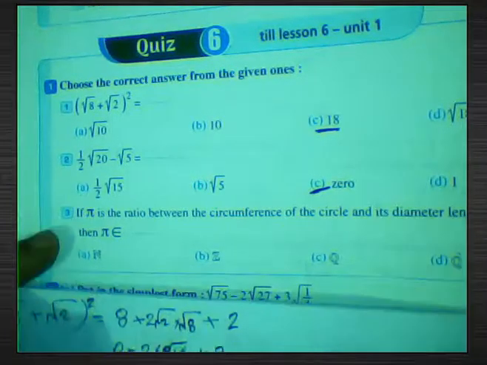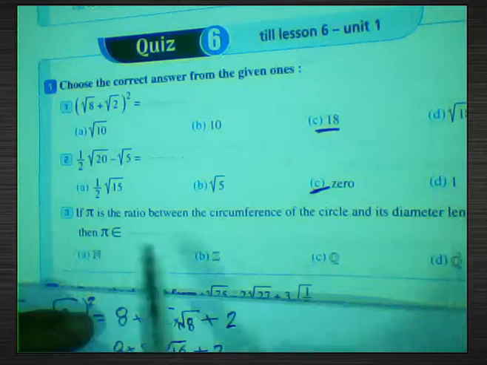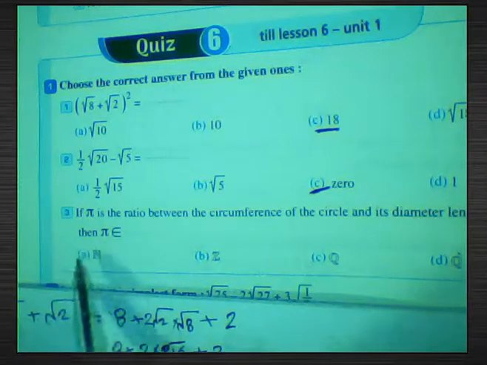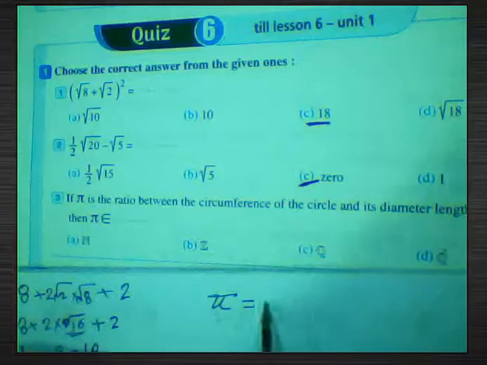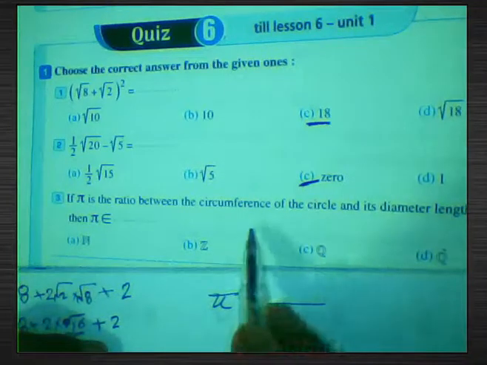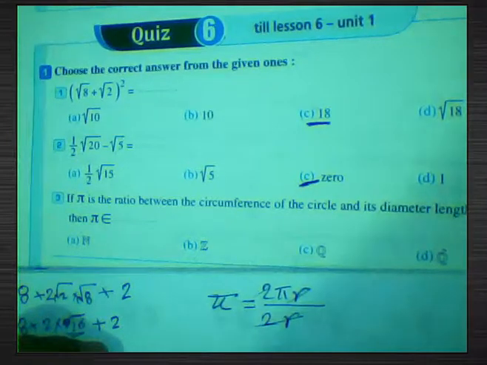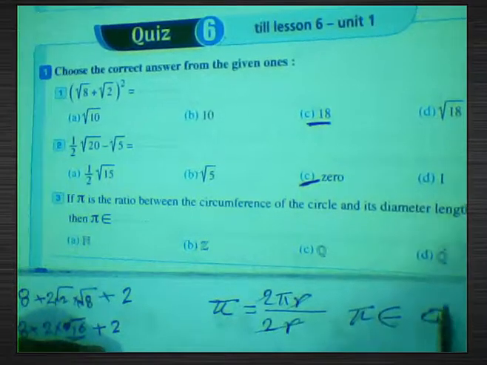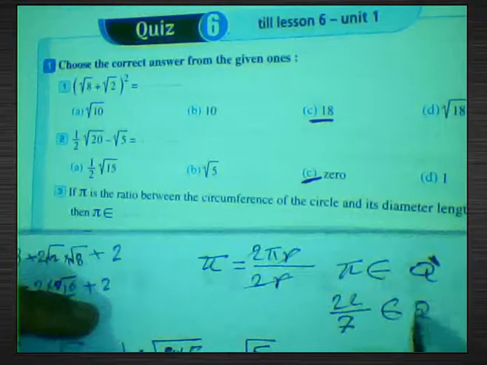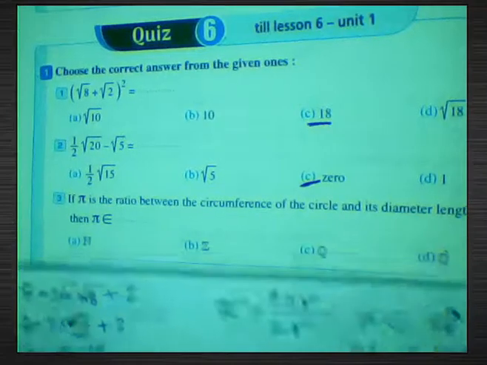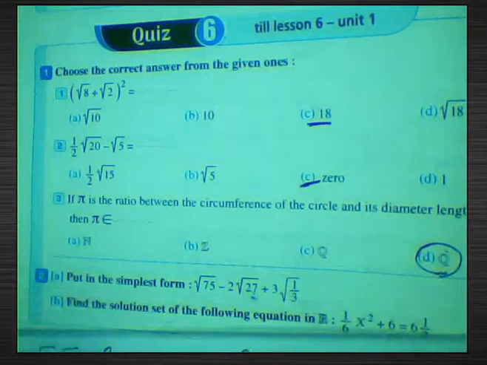Question number 3. If pi is the ratio between the circumference of the circle and its diameter length, then pi belongs to blank. Pi is the ratio between the circumference of the circle, 2 pi r, and its diameter, 2r. So pi belongs to Q dash, but 22 over 7 belongs to Q. Q refers to rational numbers and Q dash to irrational numbers, so you must know that pi belongs to the irrational numbers. We'll choose letter D. It's okay.